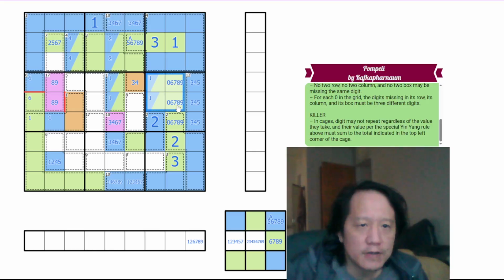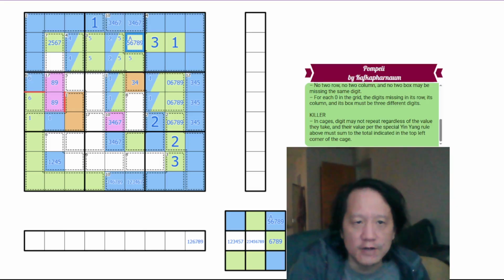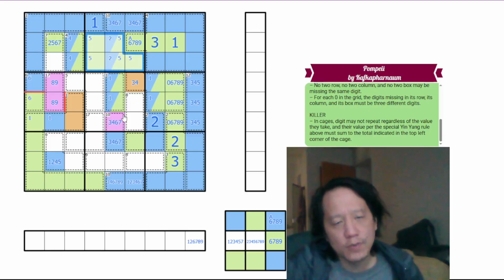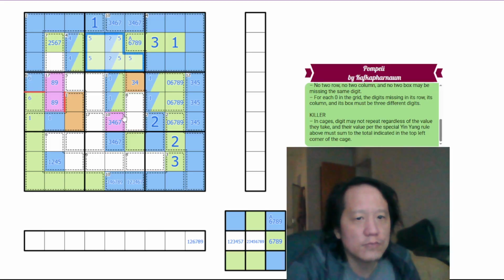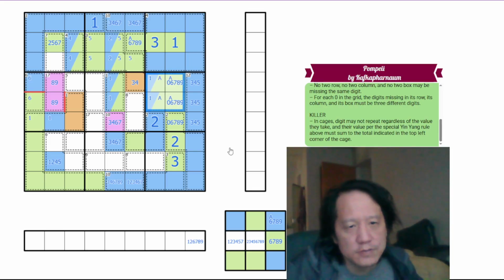Where's 5 then in this cage? 5 has to be here. So 5 has to be here, which means this can't be 5. So this is 6, 7, 8, 9. The other 3 or 4 is here. That means whatever 6 or 7. So A cannot be here. So in this cage, it has to be one of these 4. So A has to be one of these.